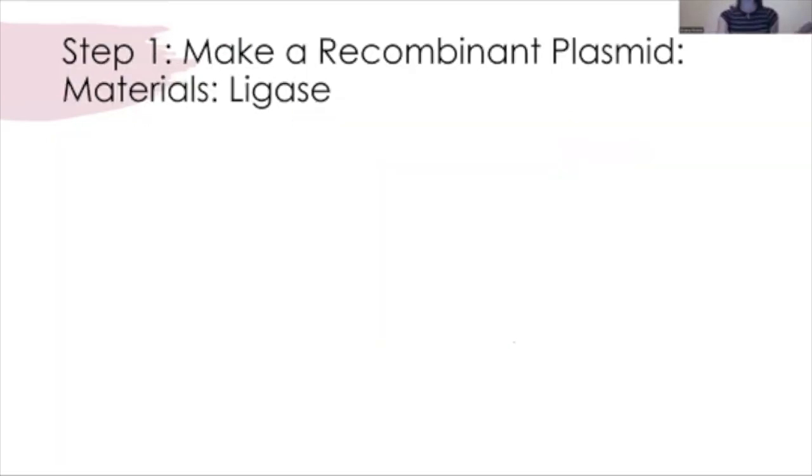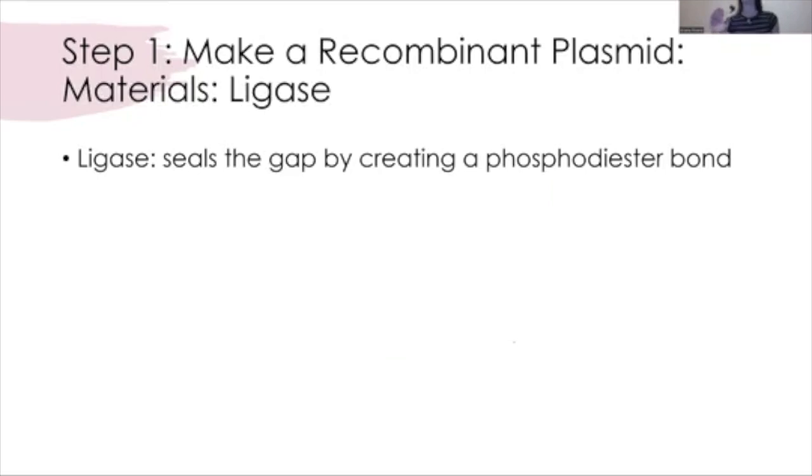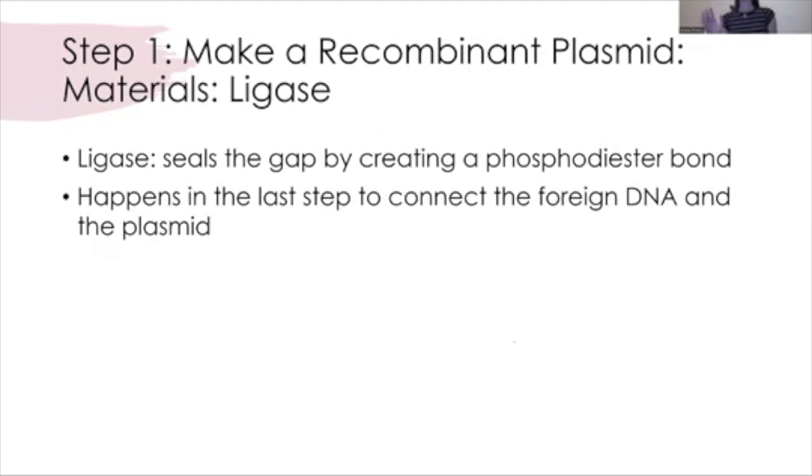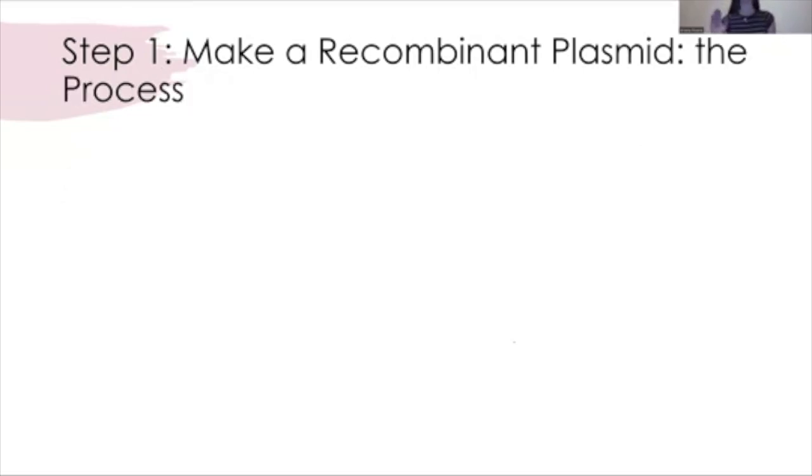And the very last material, just to talk about it very briefly, is ligase. Ligase is important in sealing the gap, because whenever you take the 2 DNAs and put them together, there will be a small gap, and we need ligase to create a phosphodiester bond between them. And that'll be in the very last step of recombination, connecting the foreign DNA in the plasmid and closing that nick. So now that we've talked about the required materials, let's talk about the actual process.